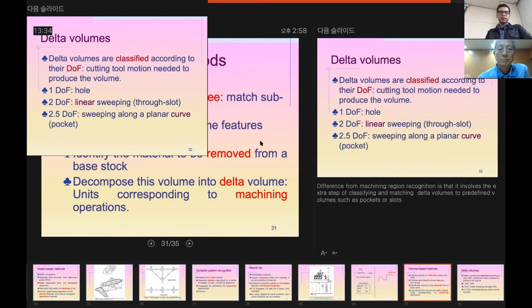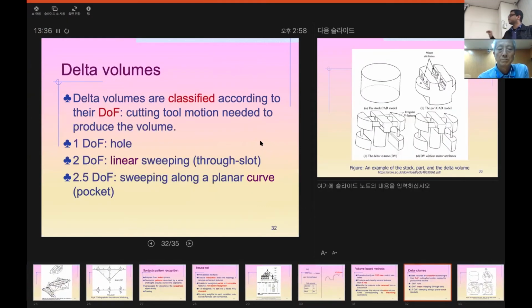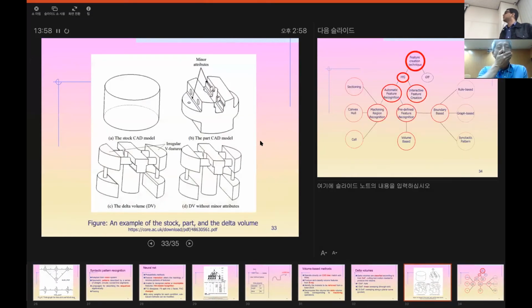So what a delta volume looks like is that it is classified according to the degree of freedom, and this then determines what motion is needed for the cutting tool to produce that volume. For example, if there is 1 degree of freedom, then it is a hole. If it's 2 degrees of freedom, then it is a linear sweeping. And if it's 2.5, then it's sweeping along a planar curve, such as a pocket. In this image, you see the stock model in part A, and part C shows the delta volume, the parts you remove to create part B.